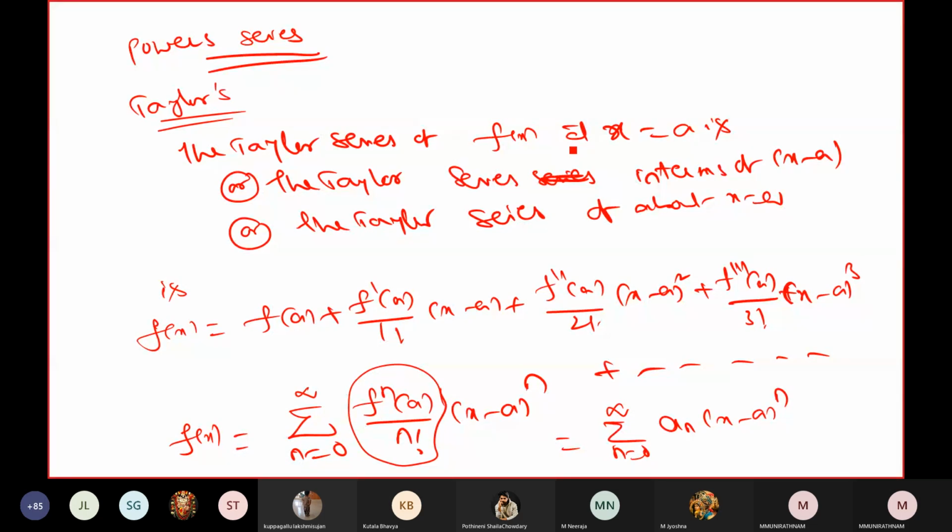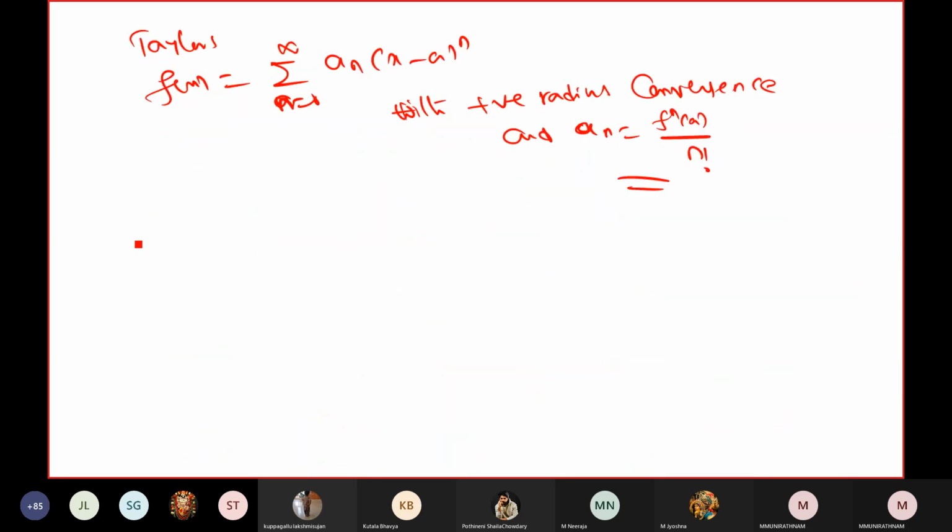Suppose I take only up to this part: I take f of x as f of a plus f dash of a by 1 factorial into x minus a. So this is the linear polynomial.